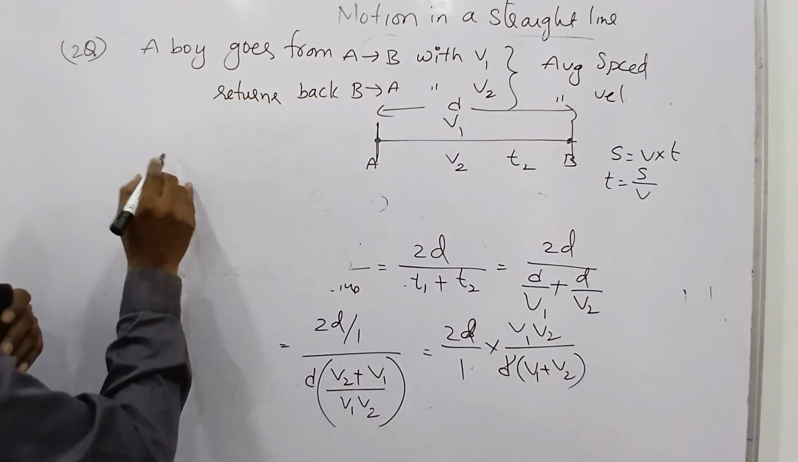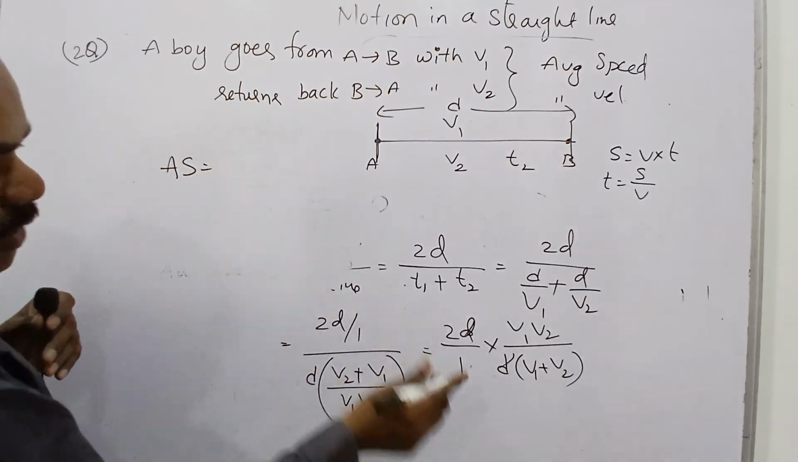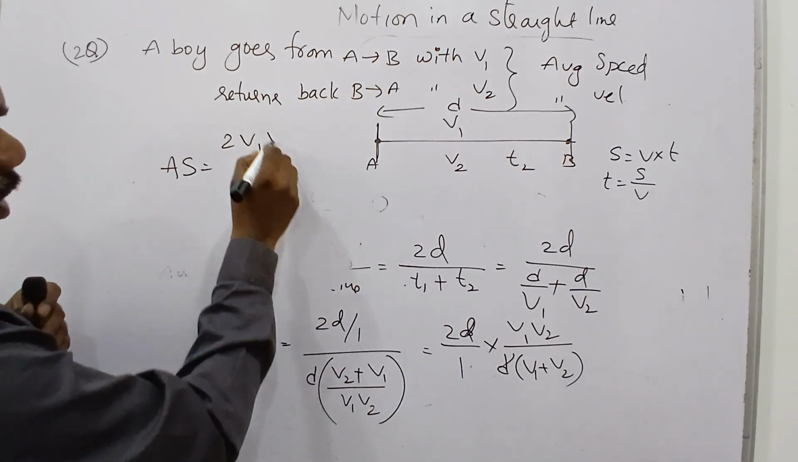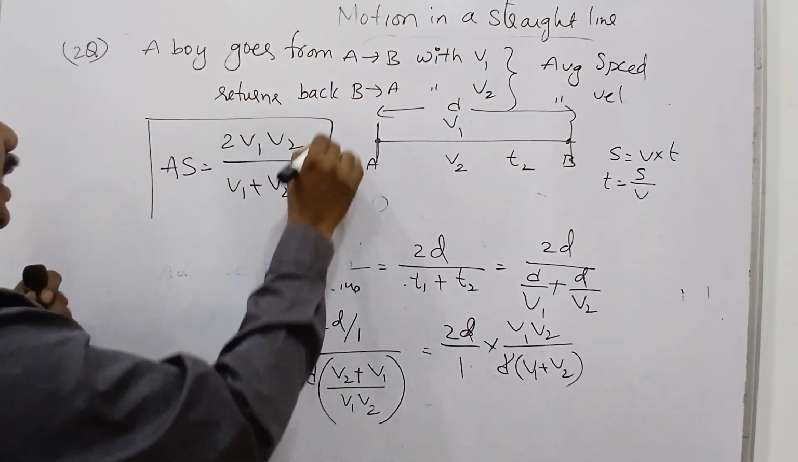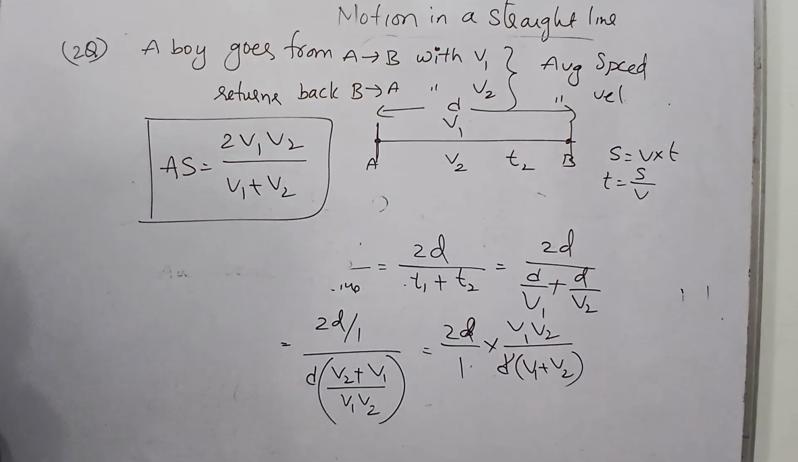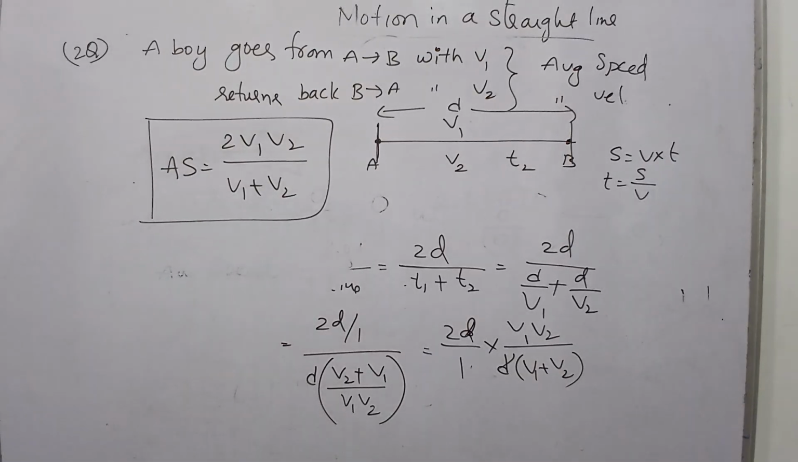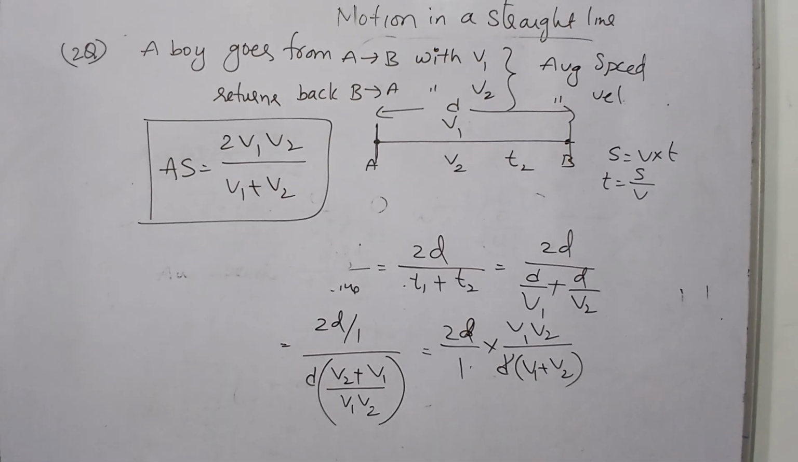Average speed is equal to what? Average speed is equal to 2v1 v2 by v1 plus v2. Very important standard formula. If you go with v1 velocity and came back with v2 velocity, then average speed is equal to 2v1 v2 by v1 plus v2.